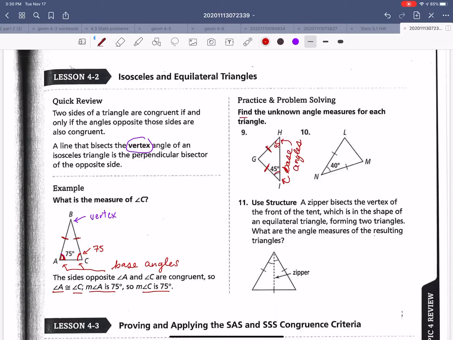Now it says in the question, find the unknown angle measurements for each triangle. So they want me to find all the angle measurements, so angle I, angle G, and angle H. So we know H is 45 and I is 45, and I don't know what this one is, so I could call it X. We know they all have to add up to 108, so I can add those up.